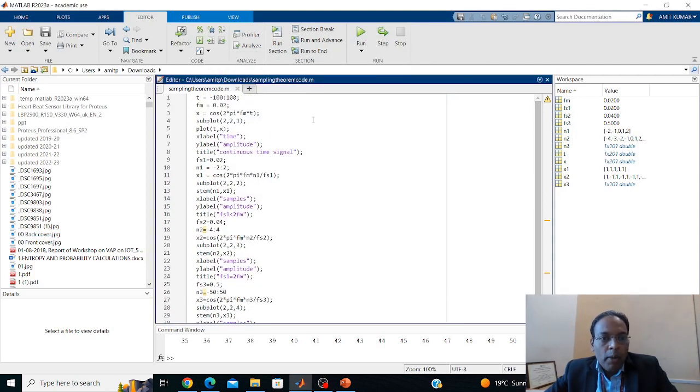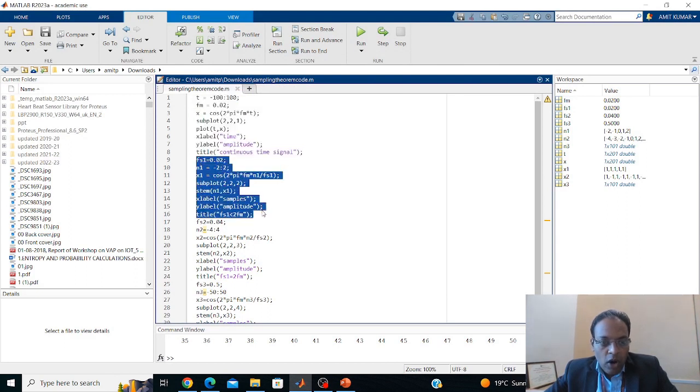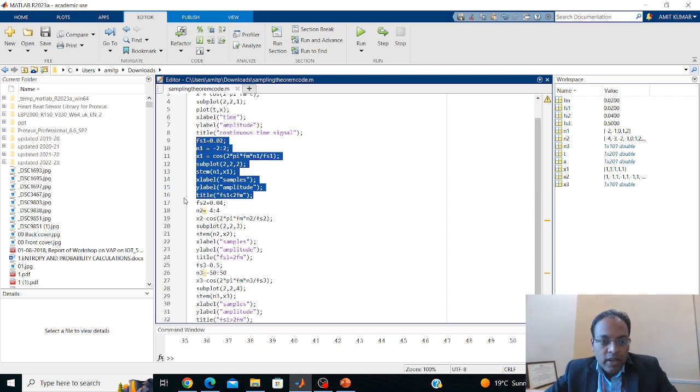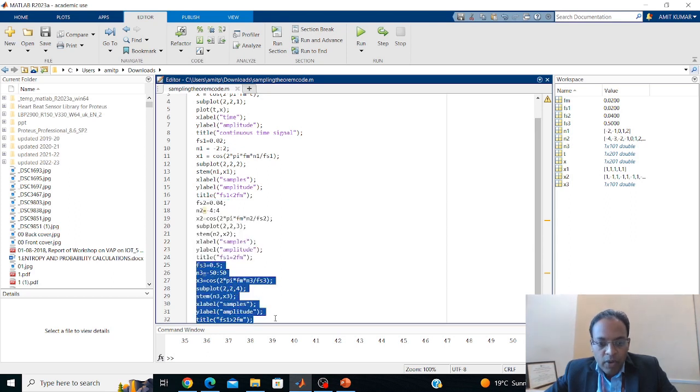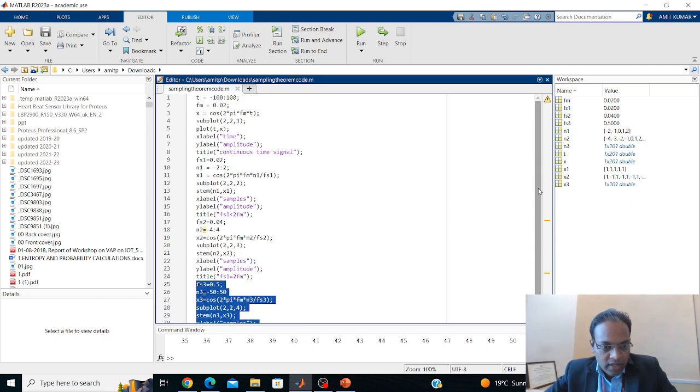So this is the overall program. In the first section, we plot the continuous time signal. Second section, we plot the graph for the condition sampling frequency less than twice the maximum frequency. The next section, sampling frequency exactly equal to twice the maximum frequency, and the last section, sampling frequency greater than twice the maximum frequency of the signal.